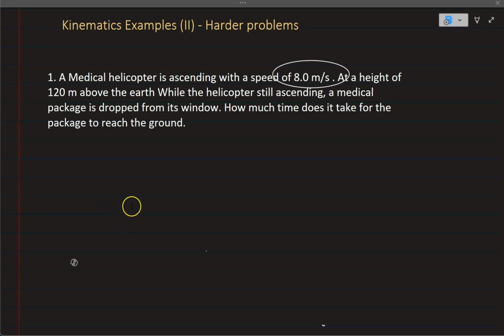All right, we're going to continue with kinematics examples. There are two harder problems we're going to go through. Stay with me. I'm going to try to get it done under 12 minutes. All right. Question number one.